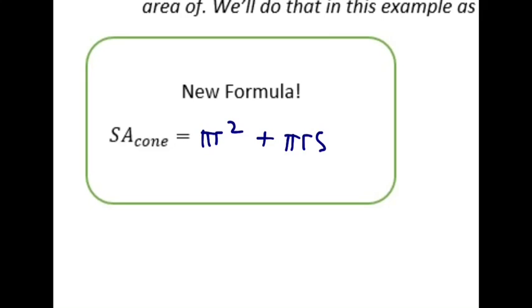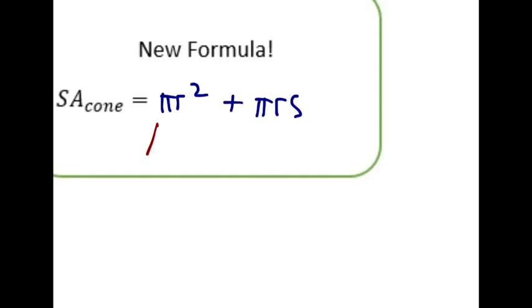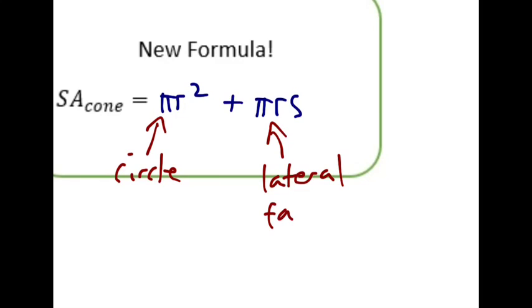Can you see why the formula is like that? Because it's adding the formula of the circle with the formula of the lateral face. This is the circle. This is the lateral face. And it's important that you understand what those pieces of that formula mean depending on the context that you're working with. Because sometimes you'll only be concerned about the circle. Sometimes you'll only be concerned about the lateral face. It depends. You understand? Okay.